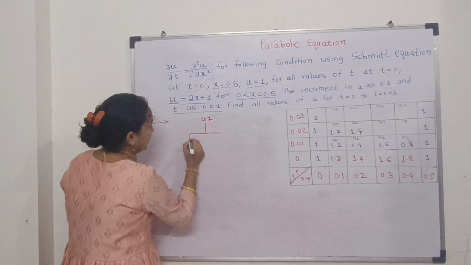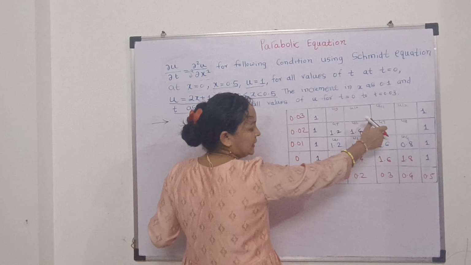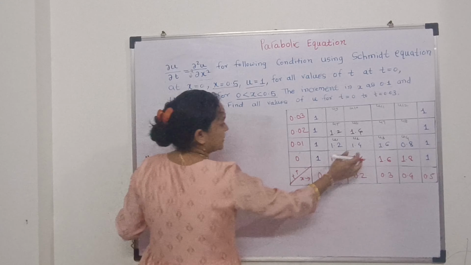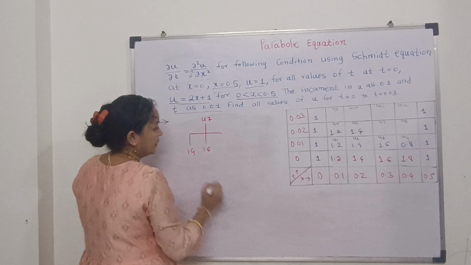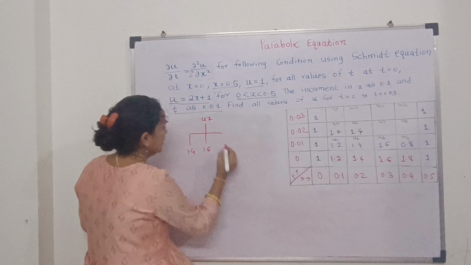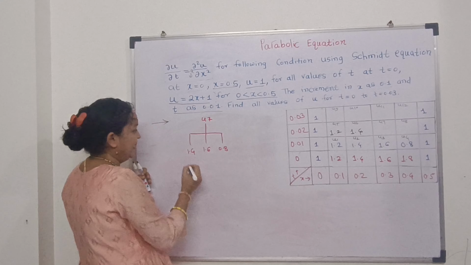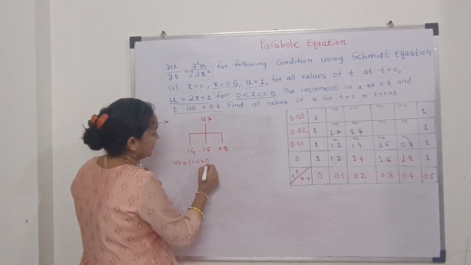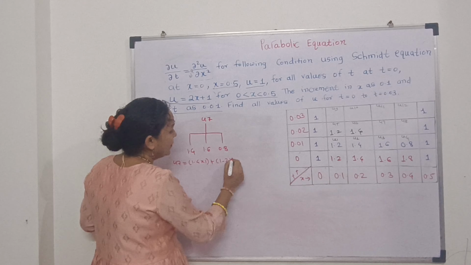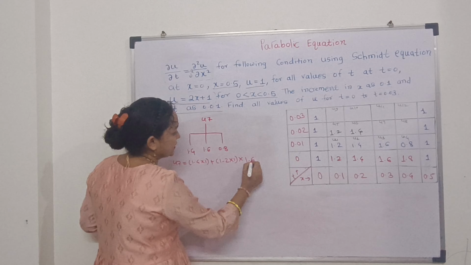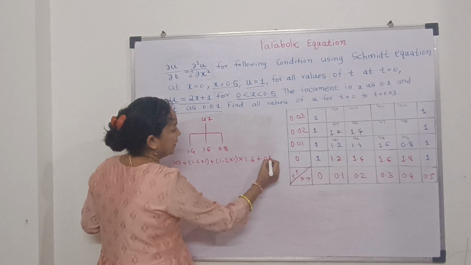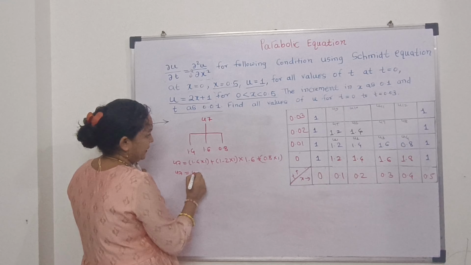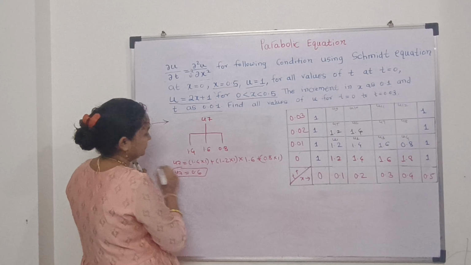U7, right? U7 means this row. So U7 middle value becomes 1.6, right? Left hand becomes 1.4 and right hand becomes 0.8, right? So U7 you can calculate as 1.4 multiplied by 1 plus 1 minus 2 multiplied by 1 multiplied by 1.6 plus 0.8 multiplied by 1, right? So U7 becomes 0.6.